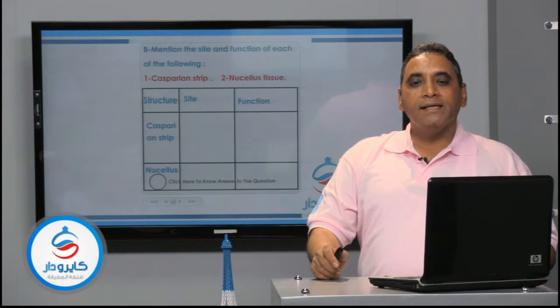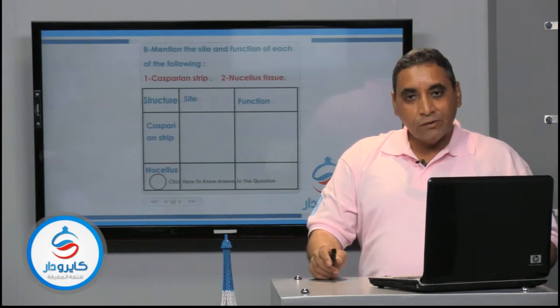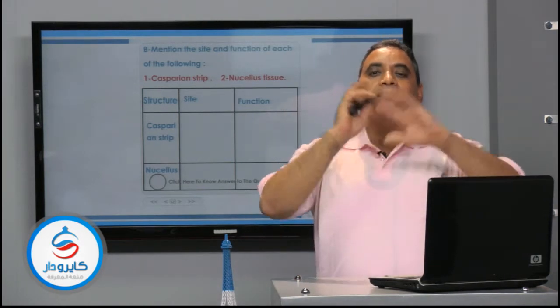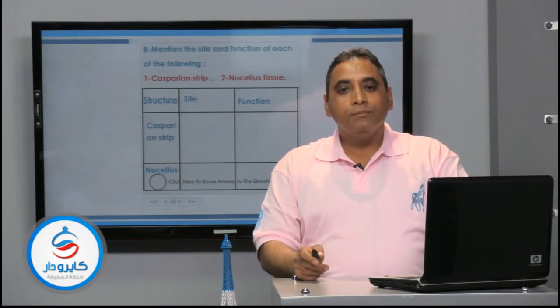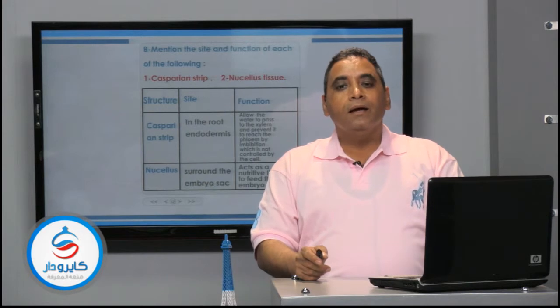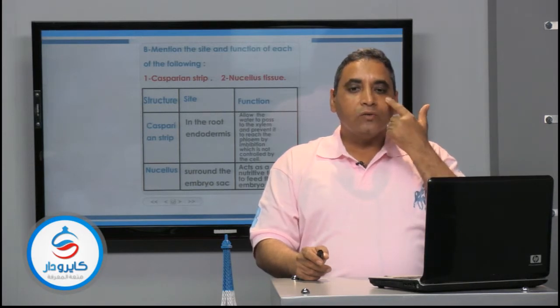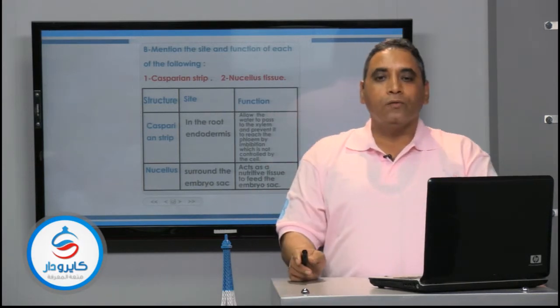The next structure is the nucellus. We understand the nucellus acts as the nutritive tissue that surrounds the embryo sac. So the site is surrounding the embryo sac. The function is to act as a nutritive tissue to feed the embryo sac of the flower.